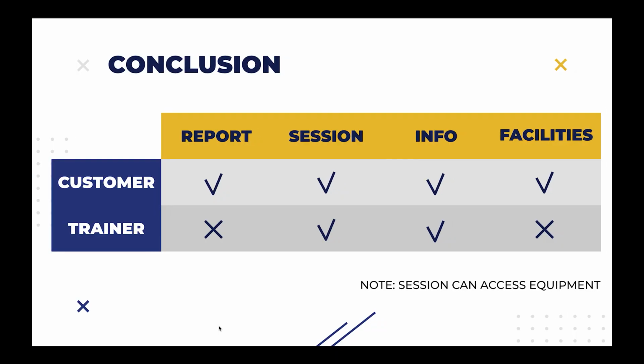To answer the conclusion, does our database satisfy the business requirements? As we said here, there are 2 types of people, the customer and the trainer. First, let's look at the report. The customer has a report, and as the example query shows, the customer can access their report, look at the details and edit their data, but the trainer doesn't have a report. Session: customer and trainer can join the session as we showed in the example. Info: we can get customer info and trainer info. Facilities: customer can access facilities, but the trainer cannot. So we can prove that our database can query and meet the business requirements.